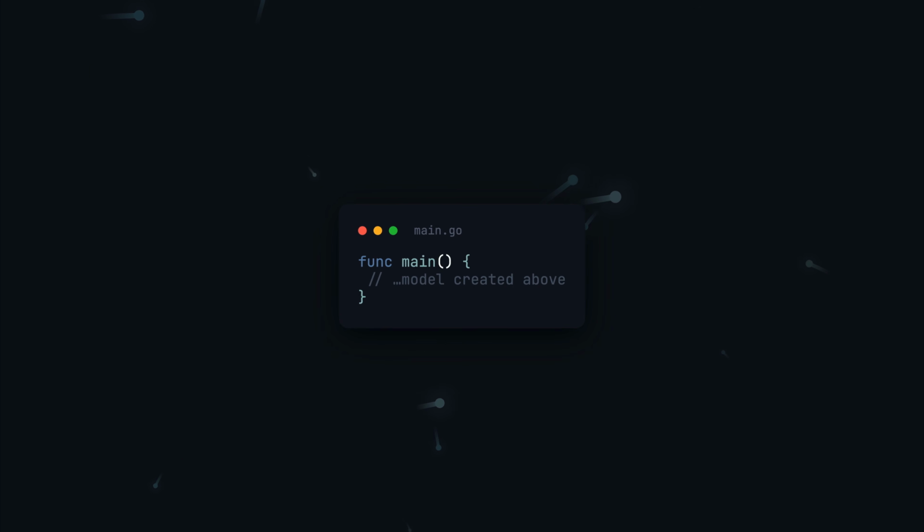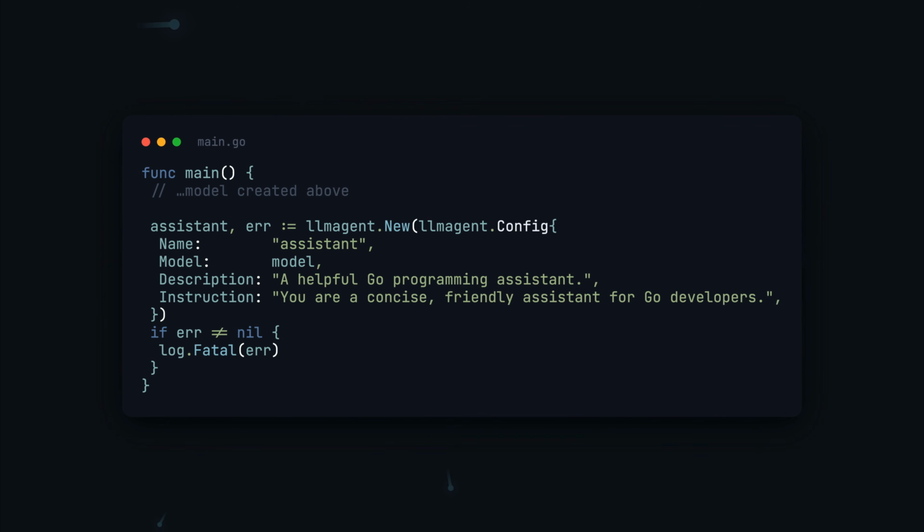Now for the agent itself, and honestly, it's almost too simple. LLM agent.new takes a name, the model, a description, and an instruction. The name and the description aren't just labels. In a larger system, they're how the agents discover and route to this one, but the instruction is the heart of it. It's where you tell the agent who it is, how to answer, and what to steer clear of.